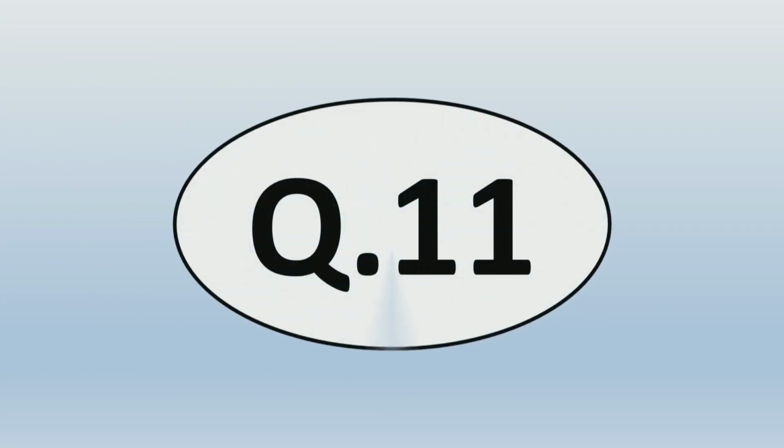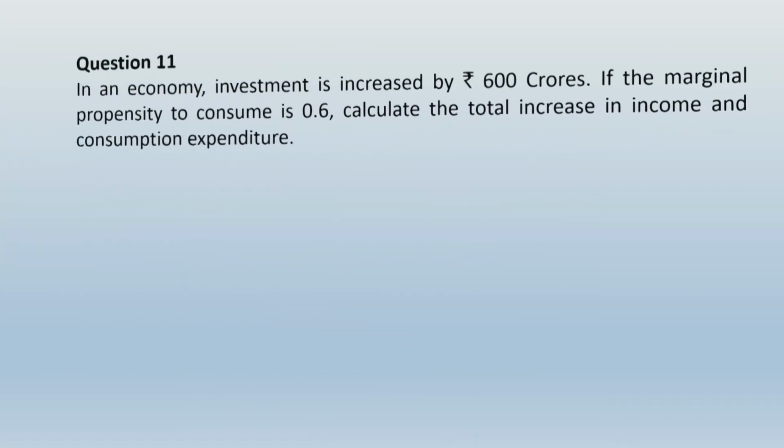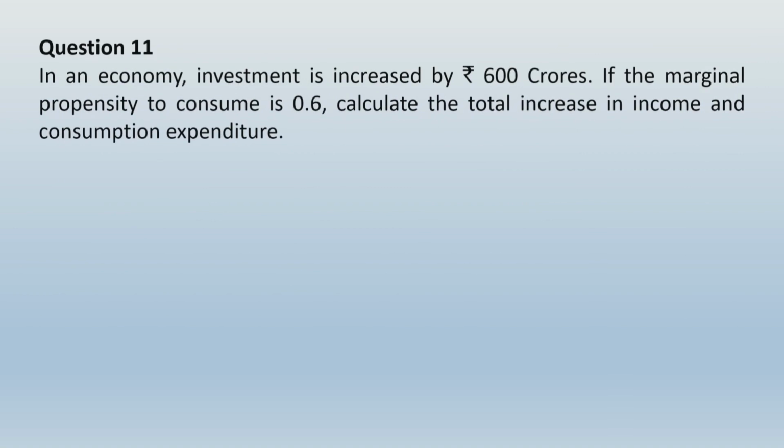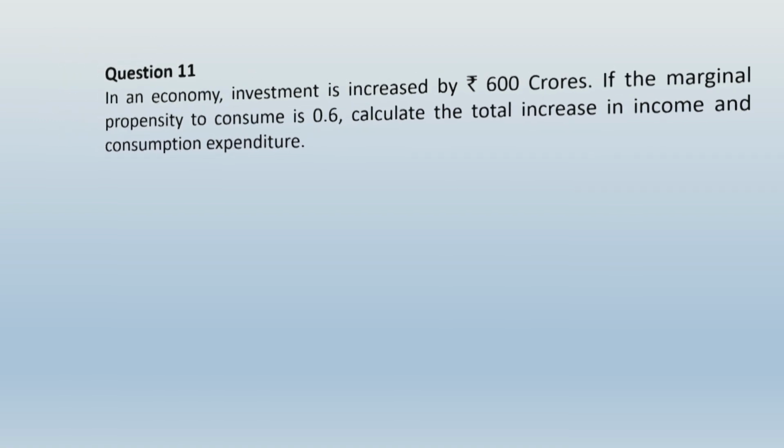Let us move ahead and take up the next question, that will be question number 11. Let us read this question. In an economy, investment is increased by 600 crores. If marginal propensity to consume is 0.6, calculate the total increase in income and consumption expenditure. So let us move ahead and try solving this.